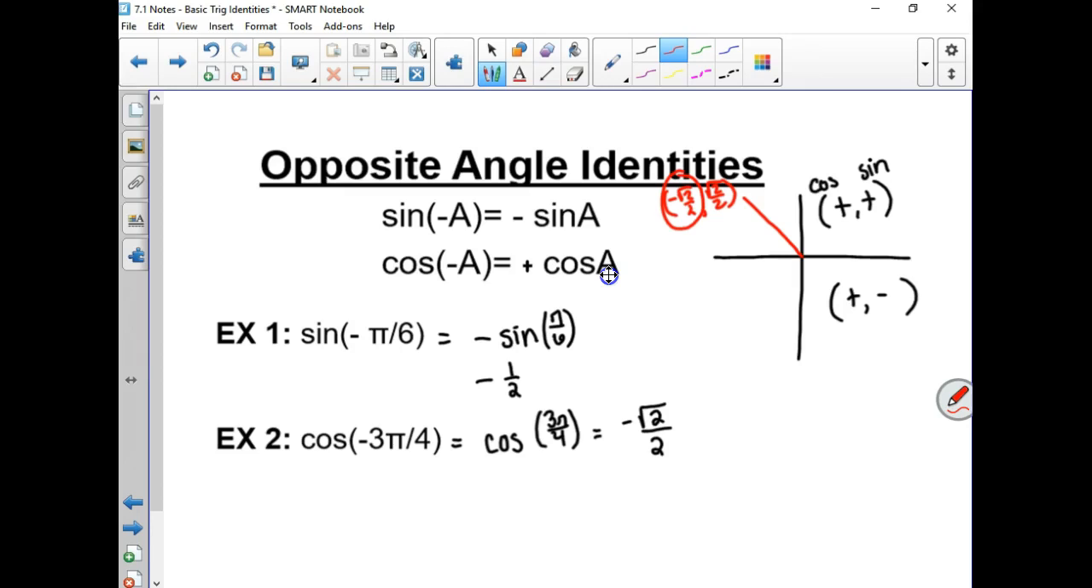So these are just a couple shortcuts. We will occasionally need to use them whenever we do some verifying trig identities. But basically, it's most useful as a sort of shortcut for finding some extra unit circle values.